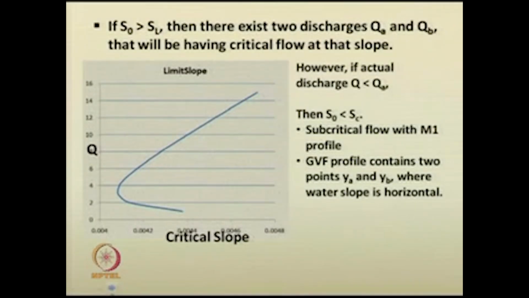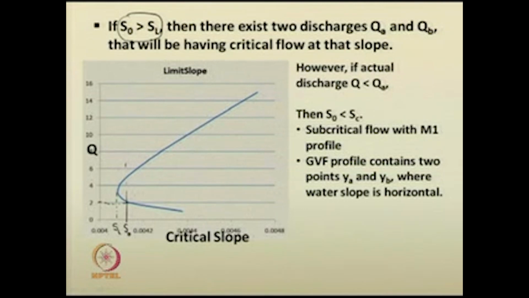What happens in the next situation? If your bed slope is greater than the limit slope, then let us see how you can demonstrate it. This is your limit slope. So, if your bed slope, let this be your bed slope S0, is greater than the limit slope, then you can easily observe two discharges.